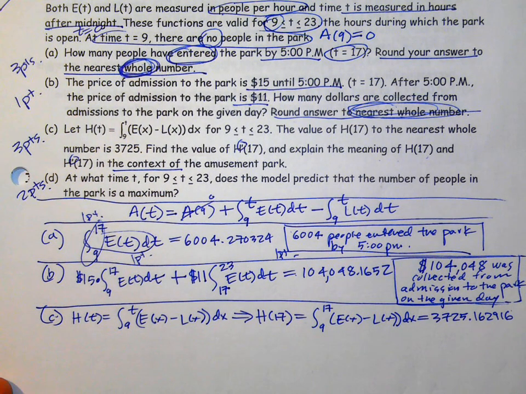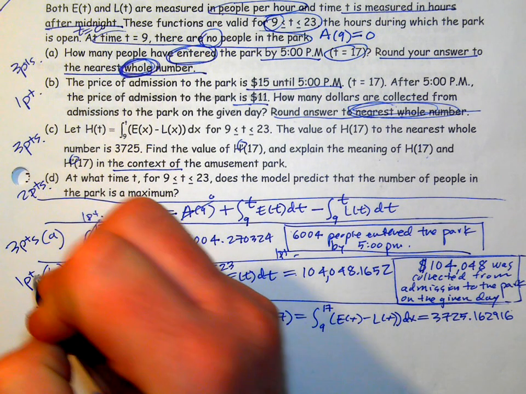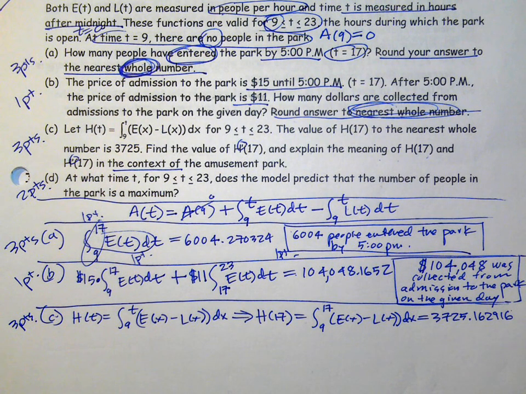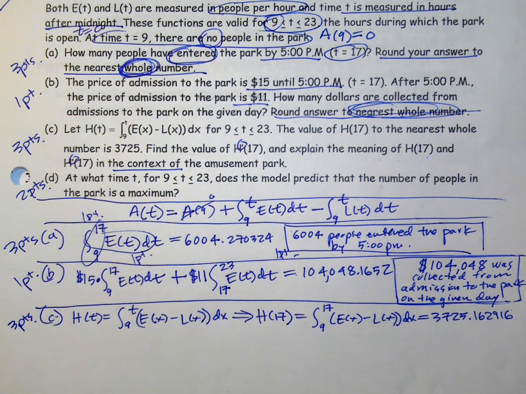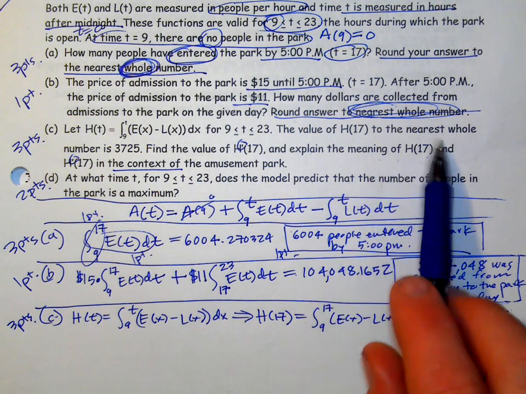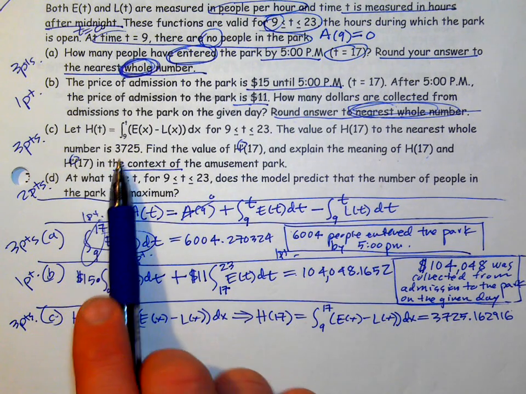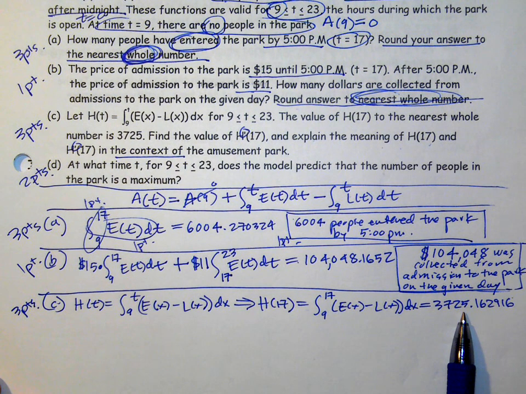Okay, so maybe a point just for calculating that. By the way, the last part was only worth 1 point. So this one is 3 points. Now we haven't gained a point yet, but we have to explain what this means in the context of the problem. And it says the value of h(17) to the nearest whole number is 3725. Oh, shoot. They actually found h(17) for us. So I guess we just did the work again and got 3725, the nearest whole number.